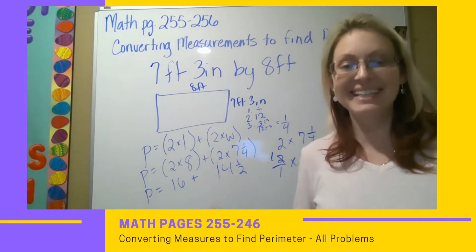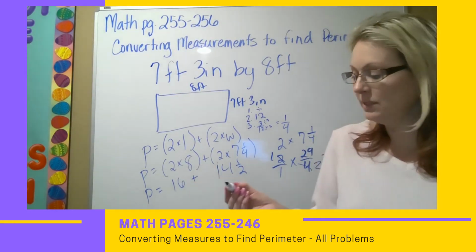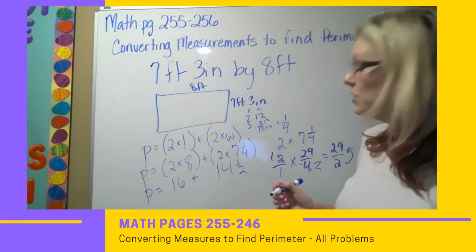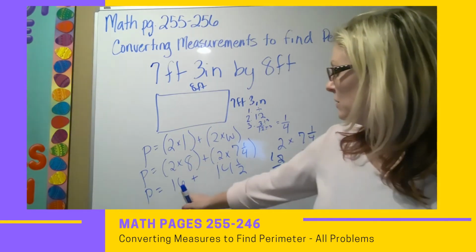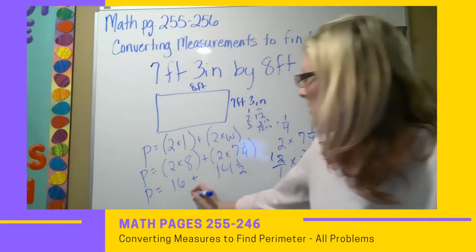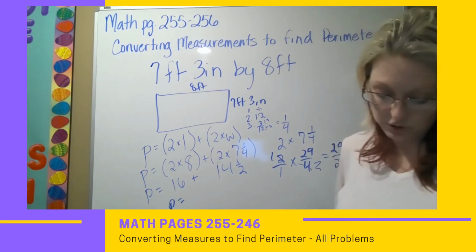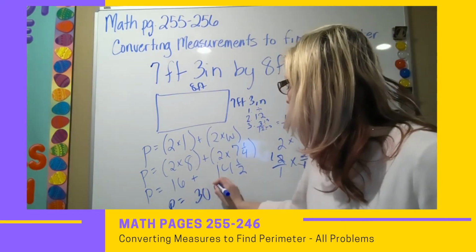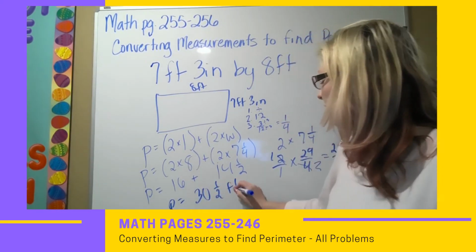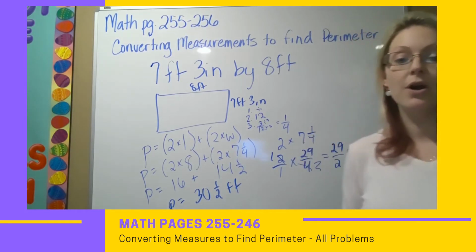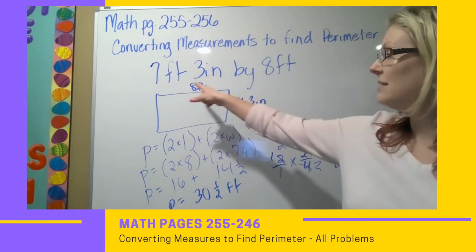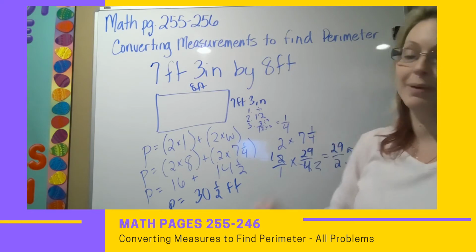So now I can add that up. I make mistakes too, it's okay. I'm glad you caught it. So 16 plus 14 would then be P equals 30, right? 30 and 1/2 feet. That would be the perimeter of the rectangle that has 7 feet, 3 inches by 8 feet.